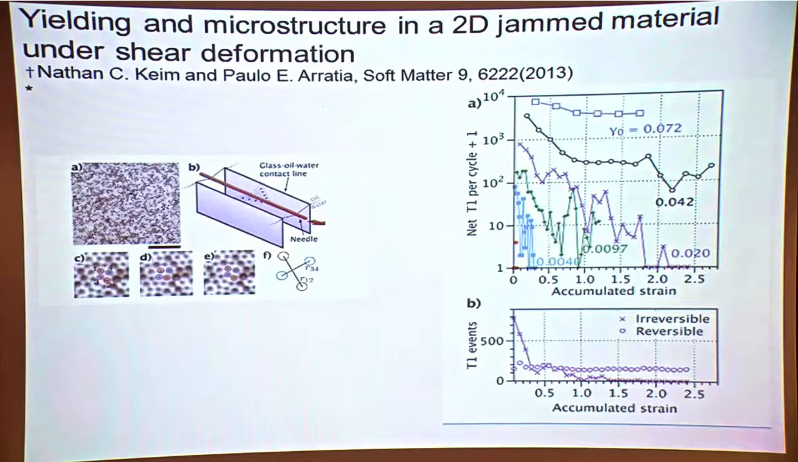And what they see is that if they look at the T1 events as a function of number of cycles or the accumulated strain, above and below gamma Y, there is a change in character. So in one case it decays, and in the other case it does not decay to zero value.